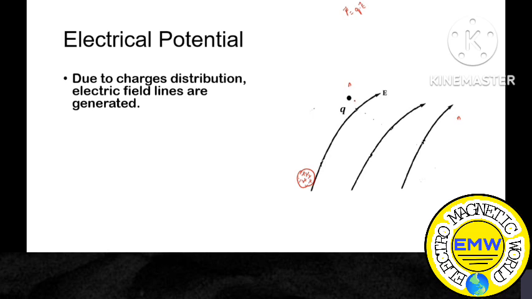So suppose this is a point charge at point A, and as you know from Coulomb's law, this is the alternative form of Coulomb's law: F equals Q into E, where Q is the trace charge that needs to be moved from this point to this point, from point A to point B.